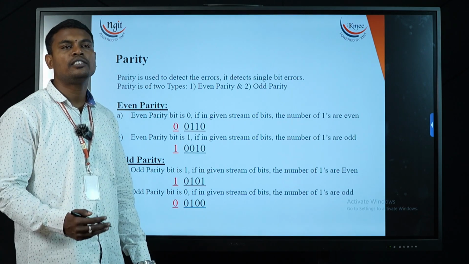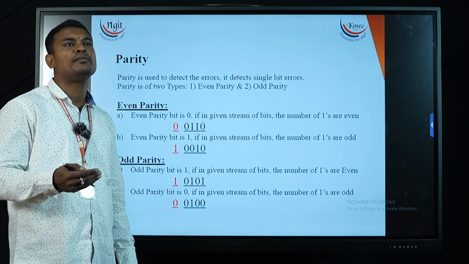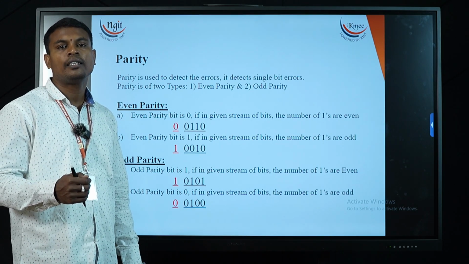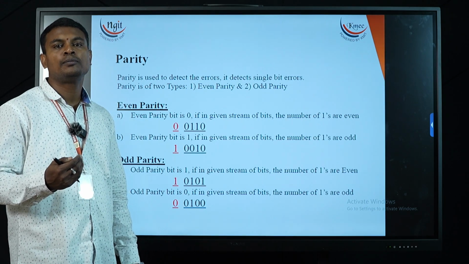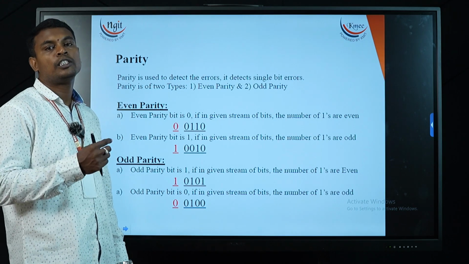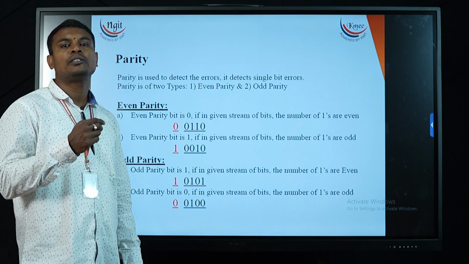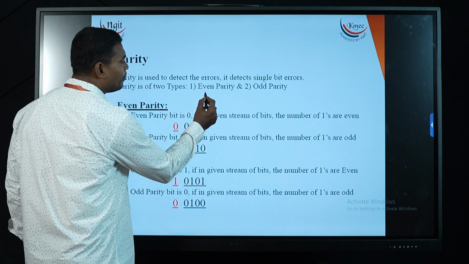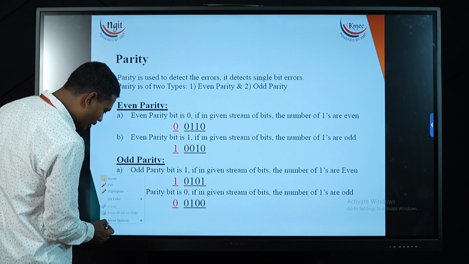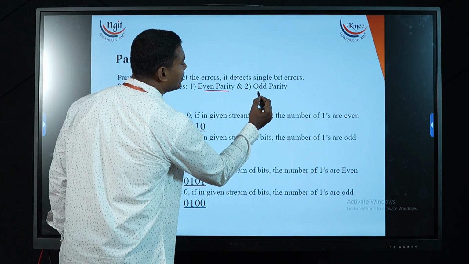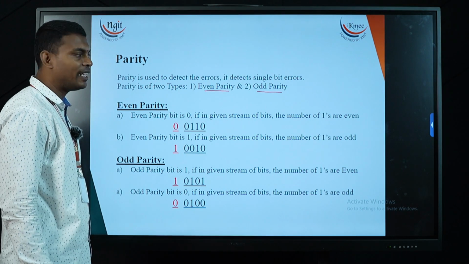Parity is used generally to detect whether the information I received at my receiver is proper, the same thing which was transmitted by the transmitter. This parity bit is attached along with my data bits. Now, parity is of two types, that is even parity and odd parity. One is even parity, the other is odd parity.